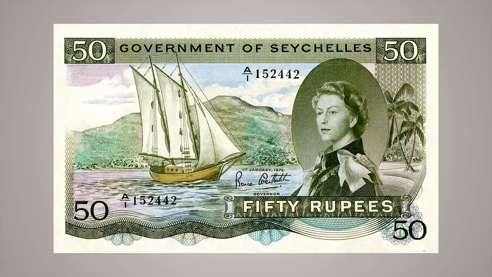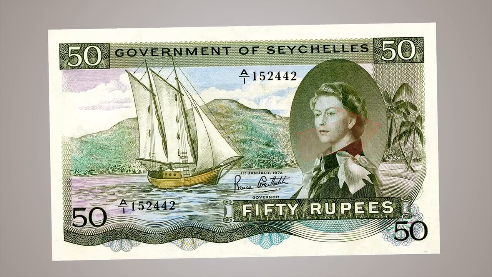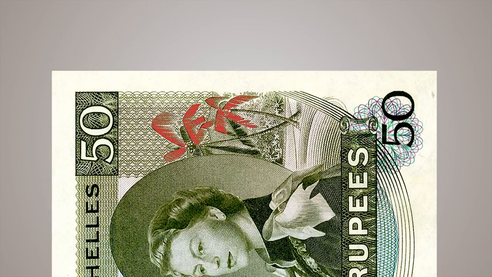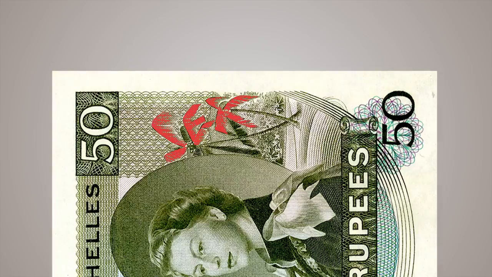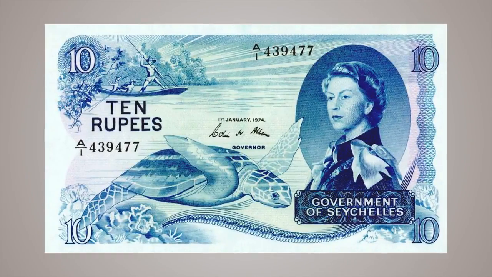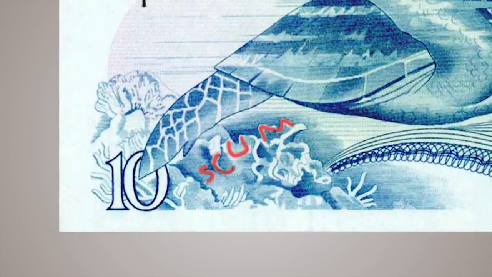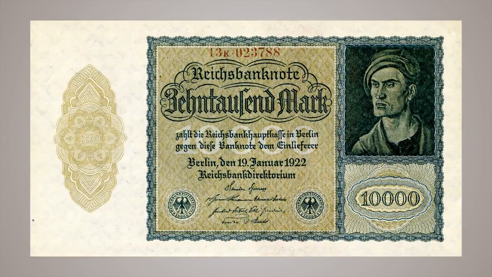Many believe that someone intentionally arranged these palm trees in such a way that they spell out the word sex. It could simply be pareidolia at work, but its intentionality is somewhat strengthened by the fact that another denomination of the same series is also said to contain a similar anomaly, namely another word, and this time the word is scum.